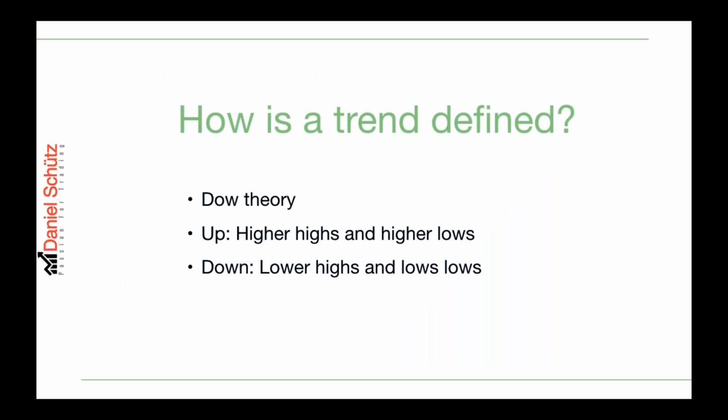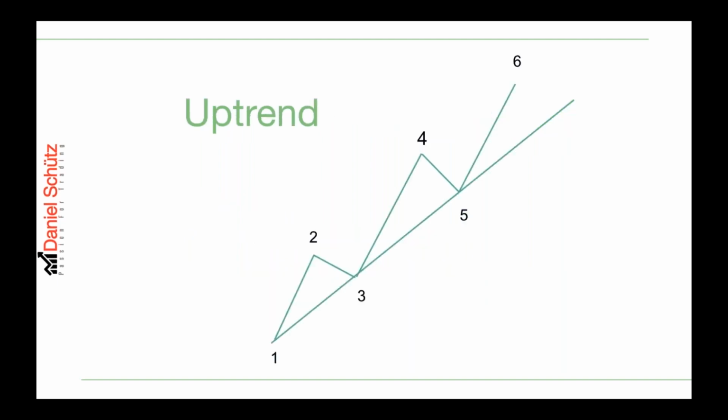But how do we define a trend? According to the Dow theory, an uptrend is a sequence of higher highs and higher lows, and a downtrend is lower highs and lower lows. So for an upward trend, we need a sequence of higher highs and higher lows. And that's what we see here. You see the numbers 2, 4, and 6. These are higher highs. The market shows higher highs. And the numbers 3 and 5 show the higher lows. So that's a definition of a trend.